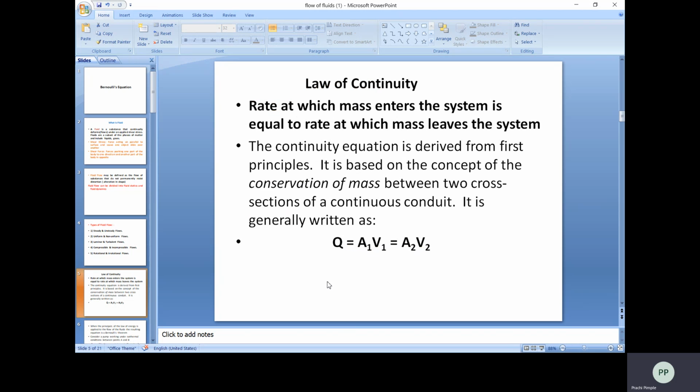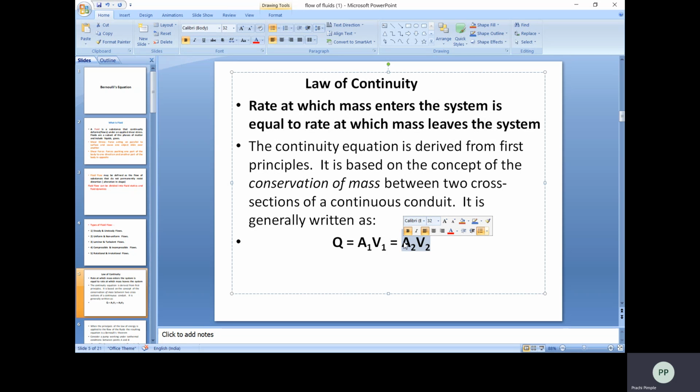Now moving ahead, as we are going to look into Bernoulli's equation, which is also related to the law of continuity, first we will look into the law of continuity. The law of continuity says the rate at which mass enters the system is exactly equal to the rate at which mass leaves the system. So it tells you about the flow rate. Flow rate is equal to the product of area and velocity. Here we have A1 V1, which represents the flow rate at the inlet, and A2 V2, which represents the flow rate at the outlet. So this is the law of continuity.